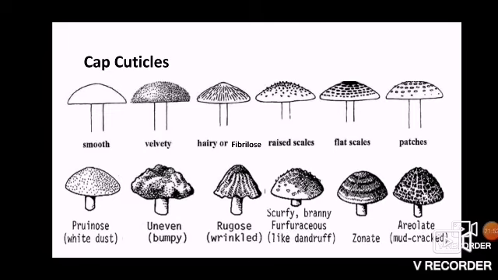Wrinkled. Again, the cap has taken on a wrinkled quality. This scurfy, branny, whatever, I'm not going to bother with that, because to me that's either pruinose or raised scales or a combination of the two, so why complicate it? Zonate is when you have concentric bands, usually of color, sometimes a little bit upraised, ringing the top of the cap there, usually from the center outward. And then finally, areolate. The best way to describe that is if you see a mud puddle on a hot, dry day and the mud dries and cracks. That's an areolate sort of surface that you would be looking at.